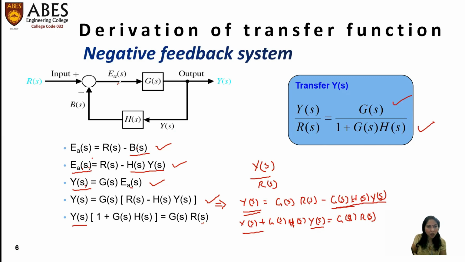Again, I am repeating how we have to proceed for this derivation. First we have to consider the expression of ES. What is ES? It is the algebraic sum of input signal and the feedback signal. Input signal is RS, BS is the feedback signal. So we will write here ES as RS minus BS. Then BS we will substitute by HS into YS. Then YS we will consider as GS into ES. Now by using these three equations, we have to form the expression of the transfer function of closed loop system. Right, so this is the transfer function of the closed loop system.